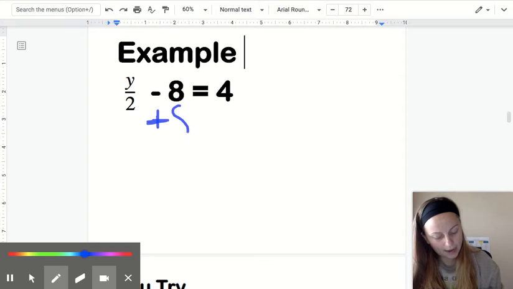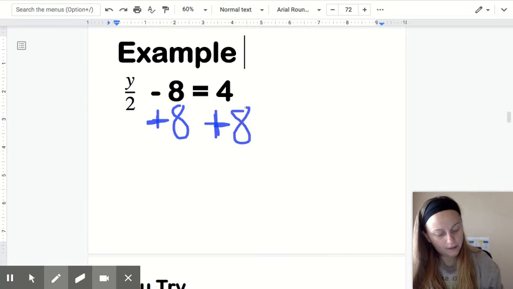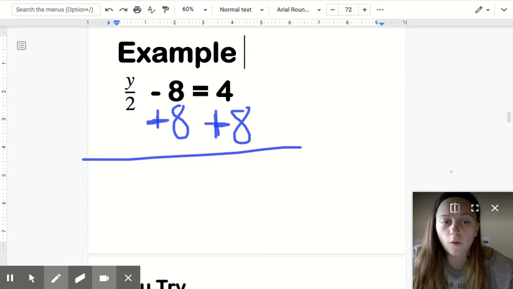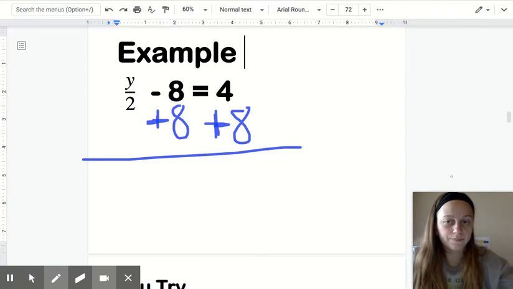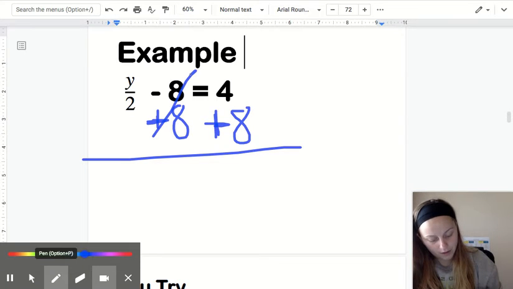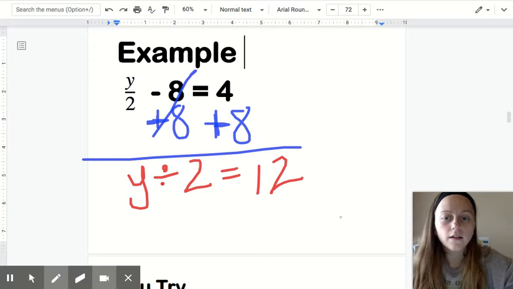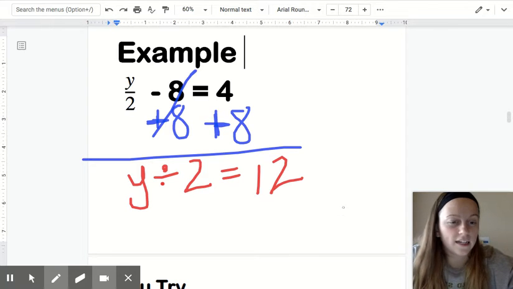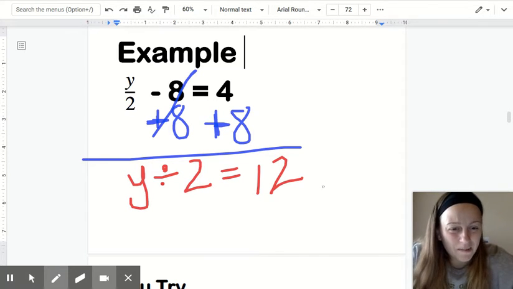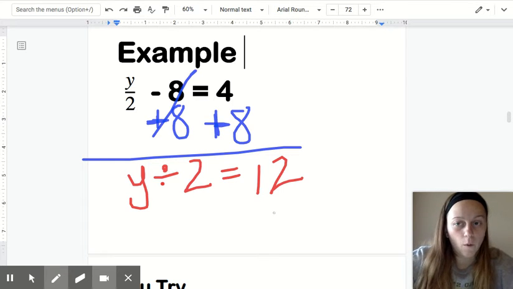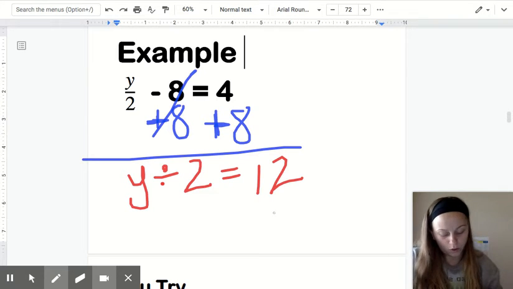So I do that by adding 8 on both sides. Subtraction was lower on order of operations, so we do those first. These 8's cancel out. So I'm left with y divided by 2 equals 12. I rewrote my division using a division symbol instead of the fraction bar. It doesn't matter. They mean the same thing. You could have rewritten y divided by 2 in fraction form also. Totally up to you.